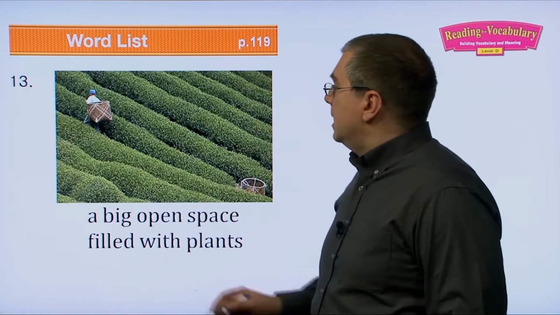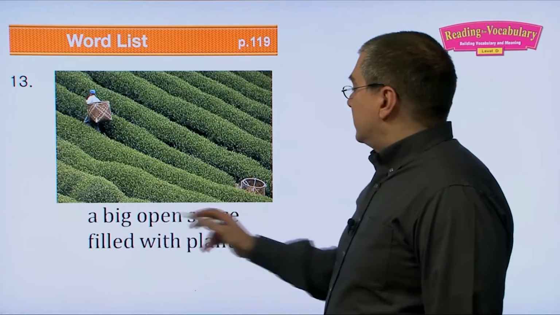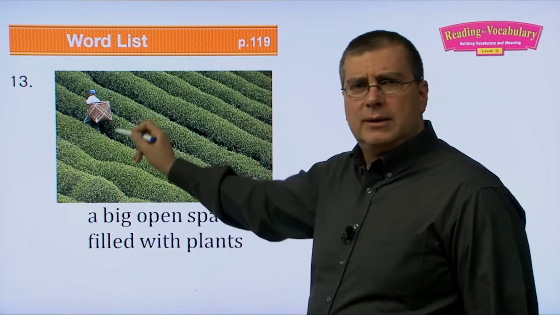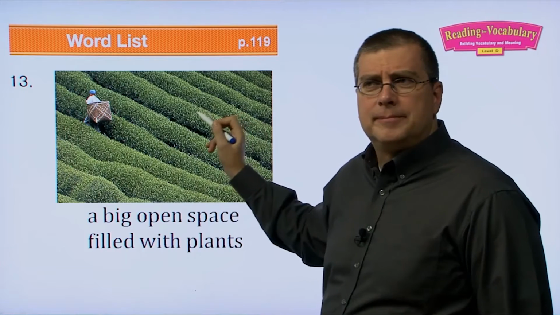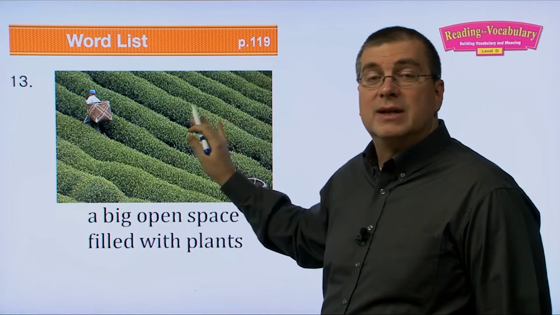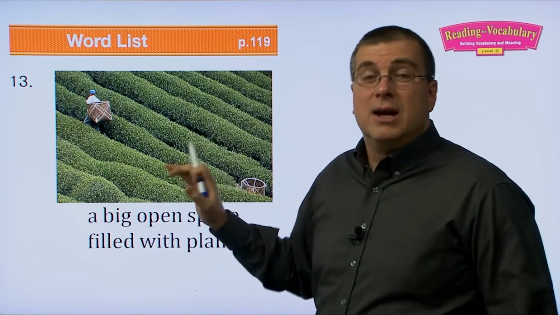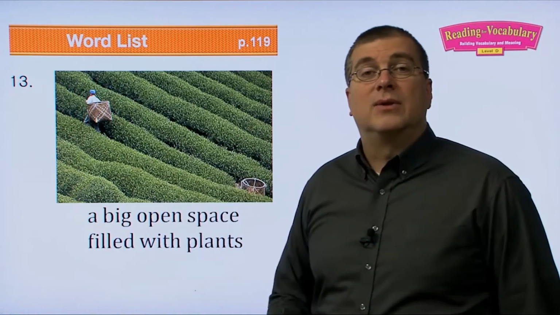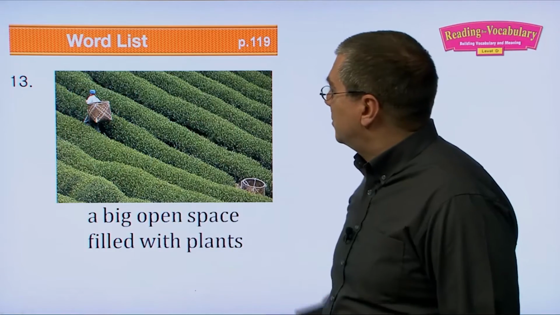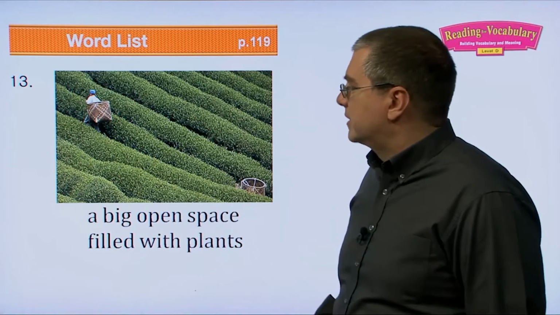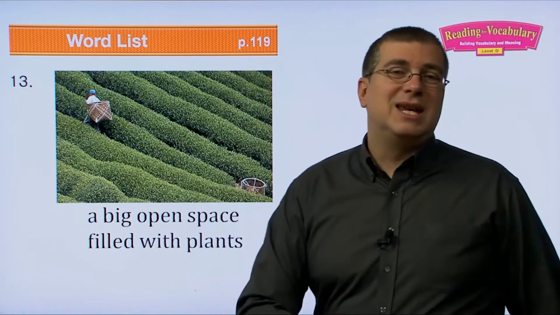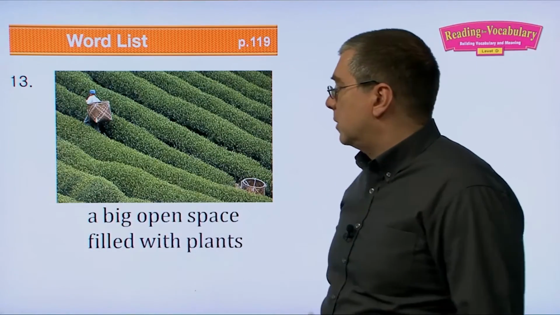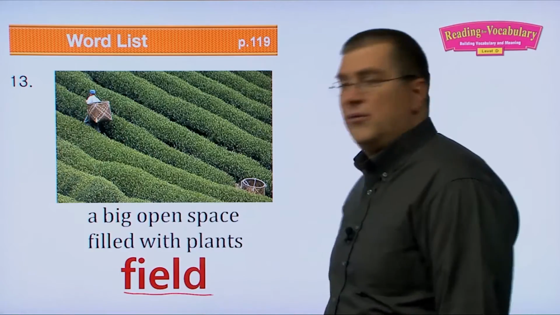Okay, next one. A big open space filled with plants. So of course this is famous. This is Goryeo, is it right? You have the tea, the plants that they make tea from, green tea. Korea is famous for tea. And there's a place in Korea that is very famous for growing tea. It looks like this is a picture from that area, or an area similar to that. But it doesn't matter if it's tea, it could be corn, it could be wheat. It's a big open space filled with plants. We call it a field.